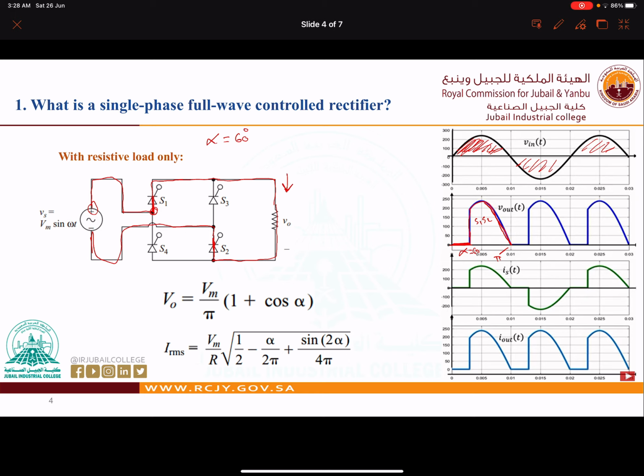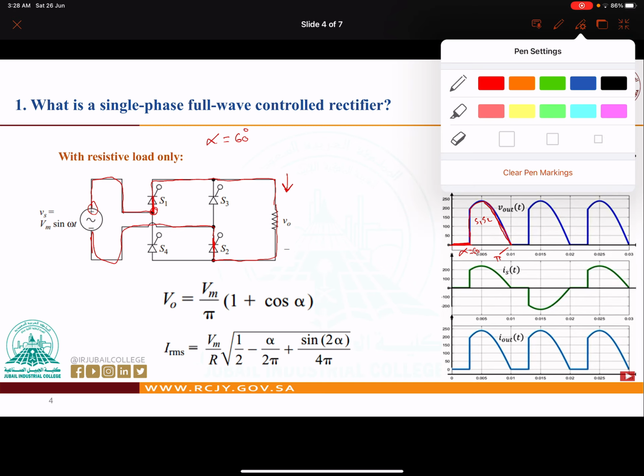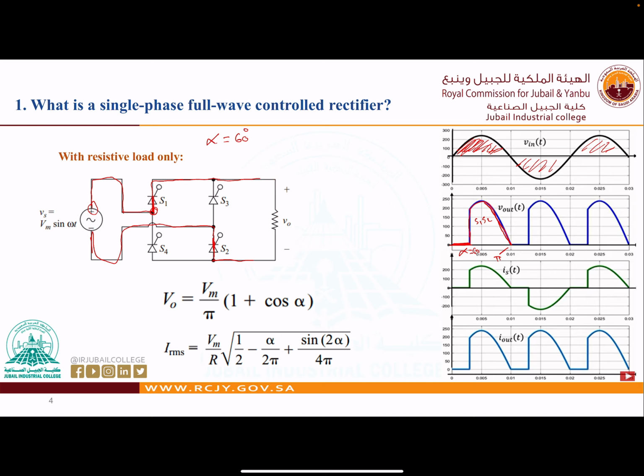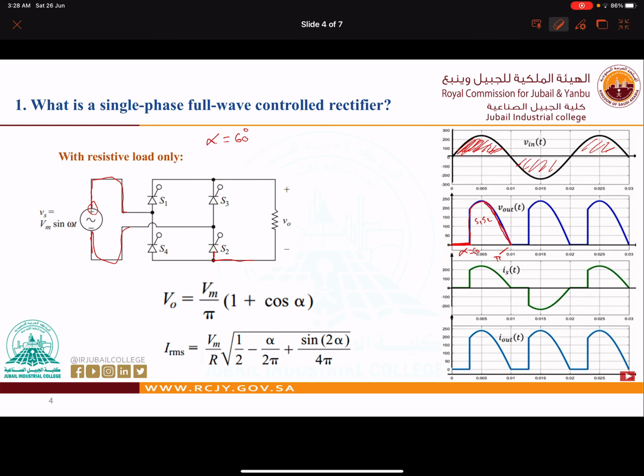Now after pi, again the same condition: alpha should be 60 degrees for S3 and S4. They should be triggered at 60 degrees.